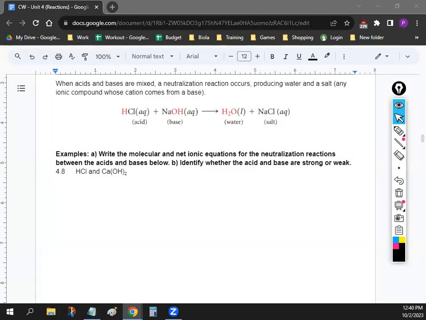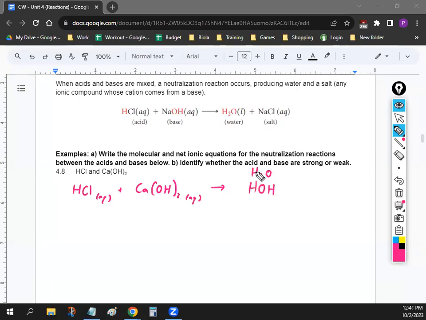Okay, so we have strong acid, strong base. So we got HCl, and we're going to identify that it is aqueous, reacting with calcium hydroxide, which is also a strong base. Then you should be able to see the double replacement. The H will bond with the hydroxide and you'll create HOH. But if you look at this, HOH is another way of writing water, right?